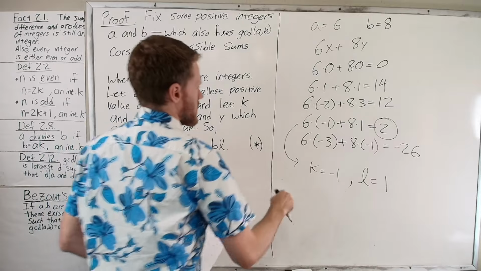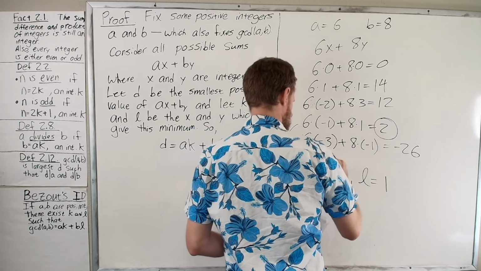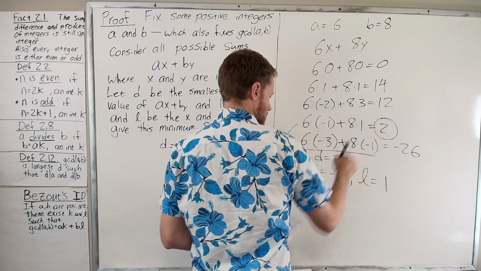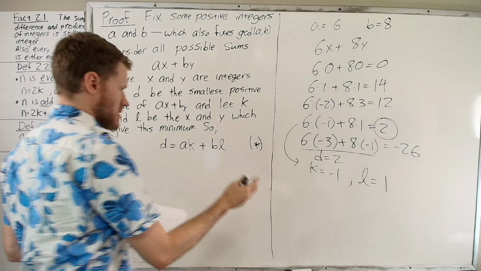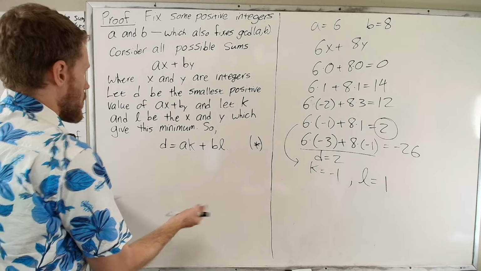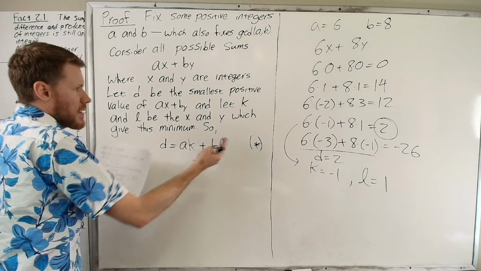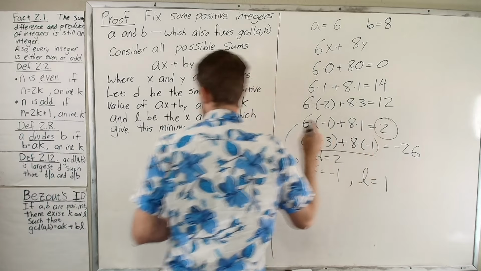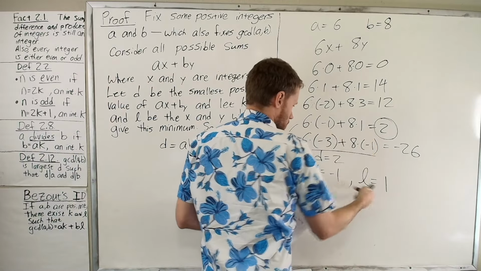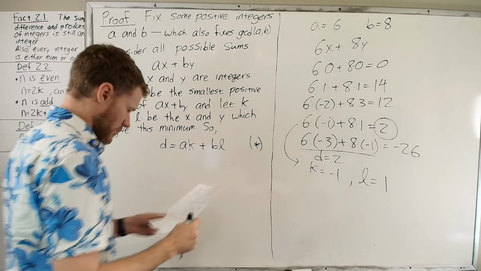Okay, great. So for 6 and 8, the minimum thing you could get would be 2. So D is 2 here. D is the 2, and the K and the L that give it to you are -1 and 1. For an arbitrary A and B, we don't know what A and B are, so we can't say it's 2 or something, but it's something. Whatever that minimum positive value is, that is D. And whatever K and L give you D, those are the K and L.